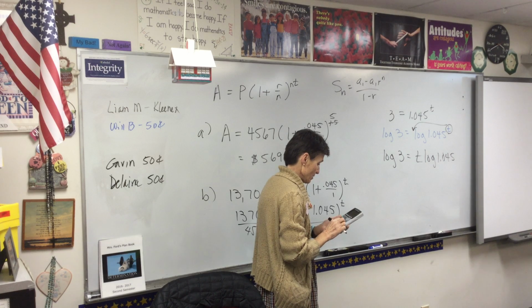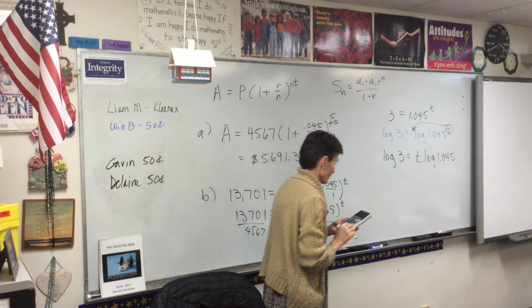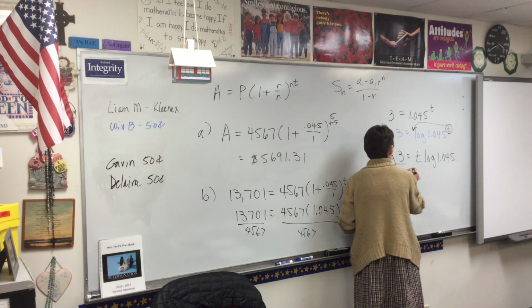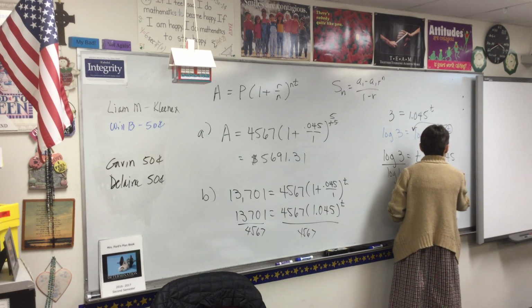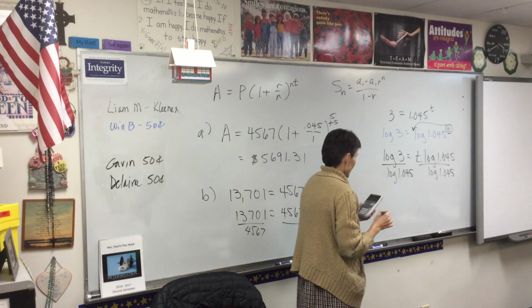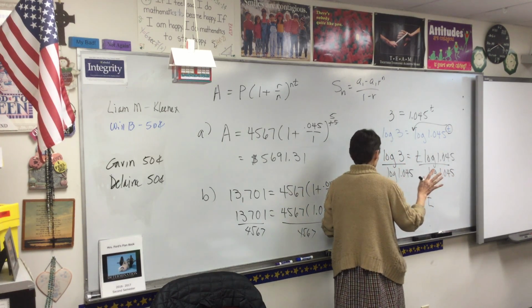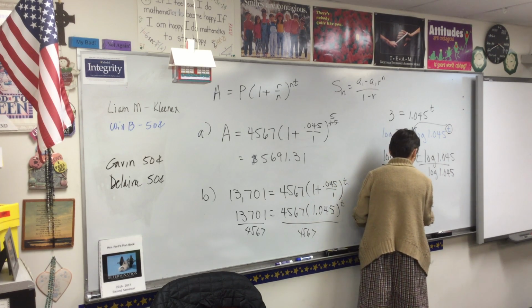And then what will I do? I don't do any subtracting. This is a division problem. I divide by the log. And this time, that is t. So that's just your answer. I got 24.96 years.